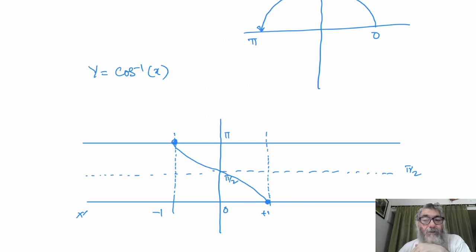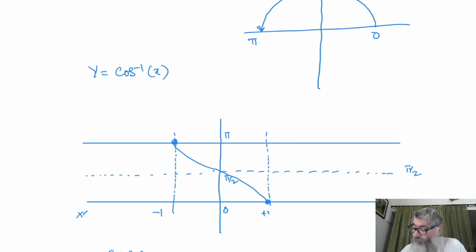Now this cos inverse curve is above the x-axis. In the sine inverse x curve, the x-axis was in between: half the curve was below the x-axis and half was above. But in this cos inverse case, the complete graph is above the x-axis. It is from 0 to pi.